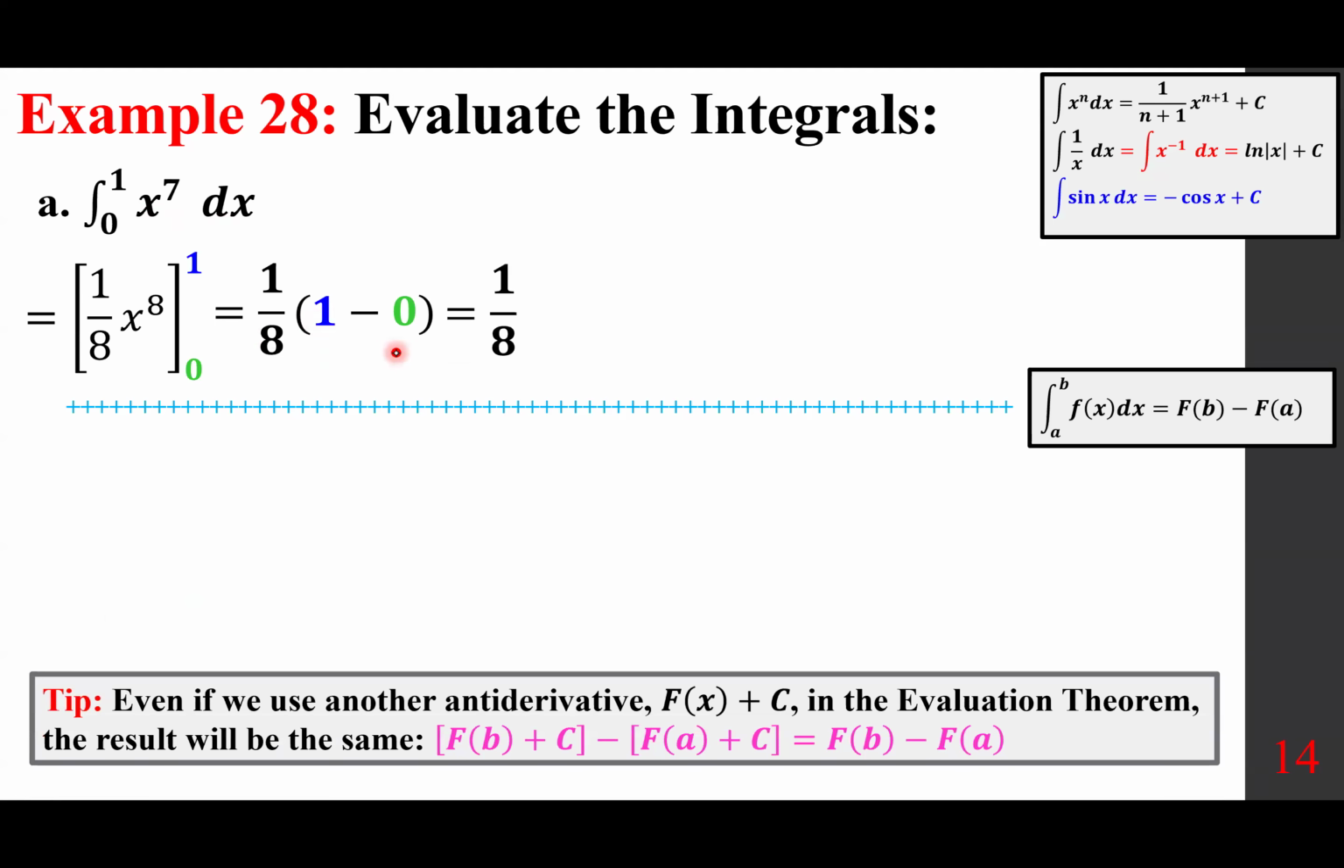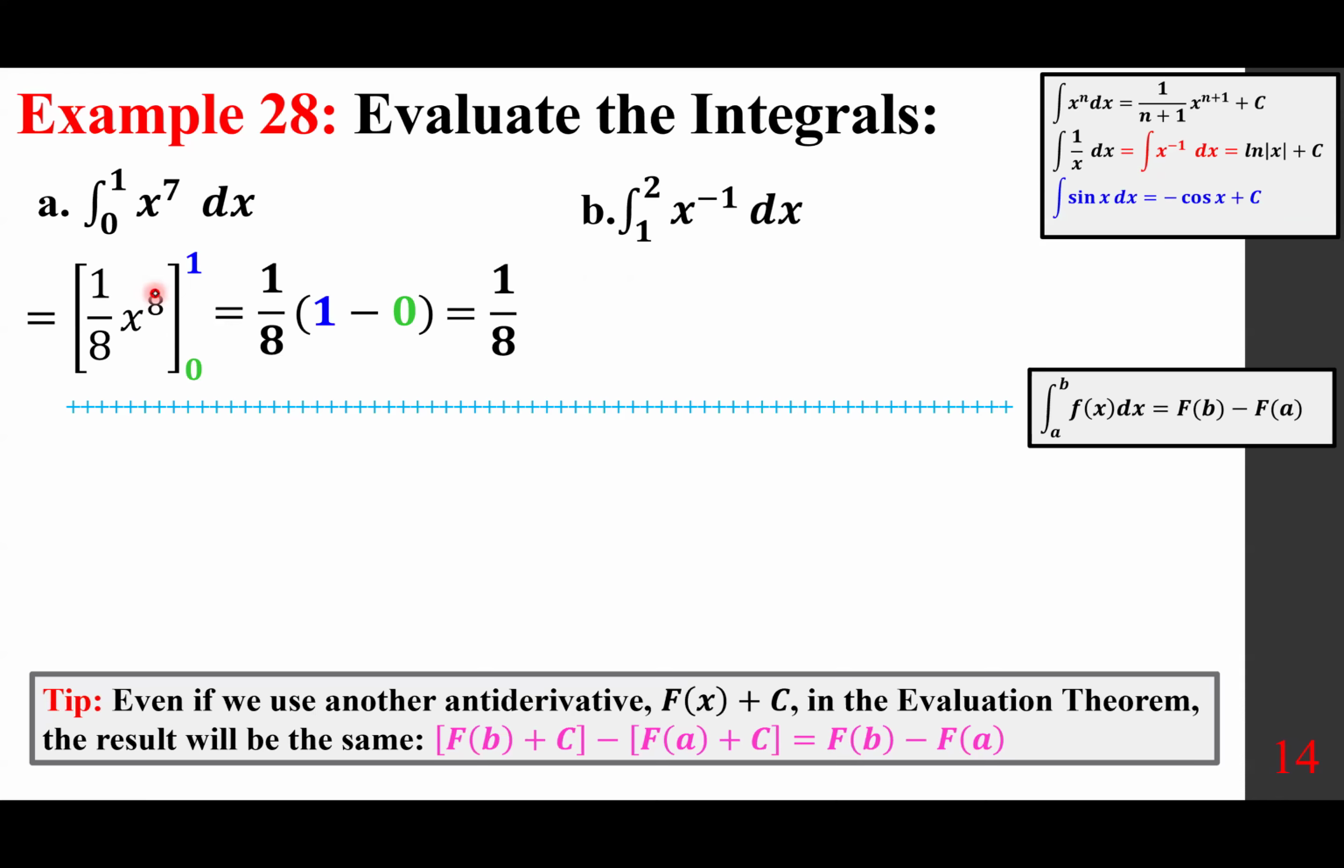Please understand the following tip. Even if we use another antiderivative, capital F of x plus c. In other words, if you put plus c here, in the evaluation theorem, the result will be the same because capital F of b plus c minus capital F of a plus c, they cancel out the c. So even if you put a c, they cancel out.